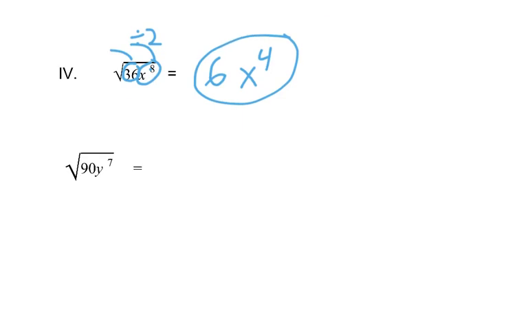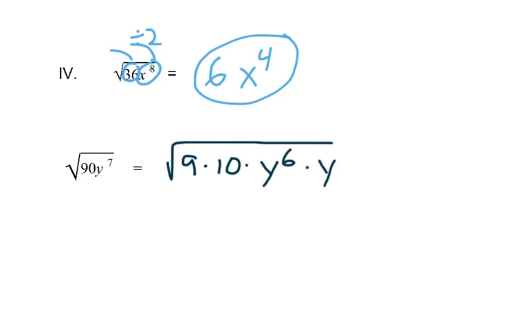Now, here's the next problem. Unfortunately, we're going to run into some problems here. Because first of all, 90 is not a perfect square, and y to the 7th is not a perfect square. Well, I can break these down, like we've talked about, into numbers that are more manageable. So 90 I can break down into 9 times 10. And y to the 7th I can break it down into 2 factors. Y to the 6th times y.